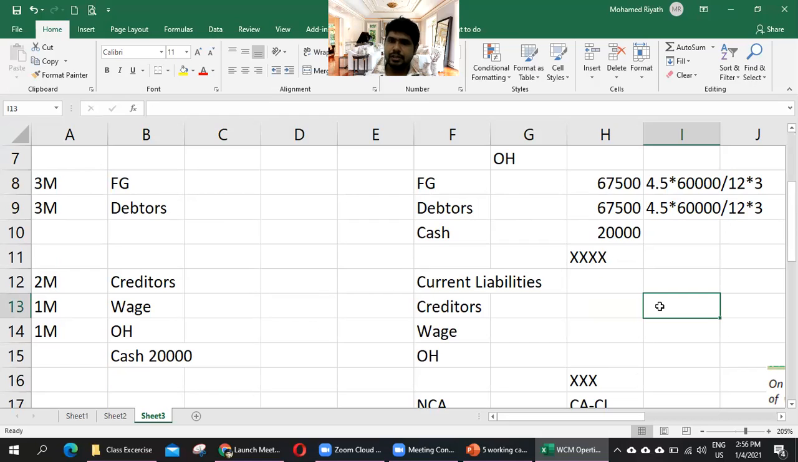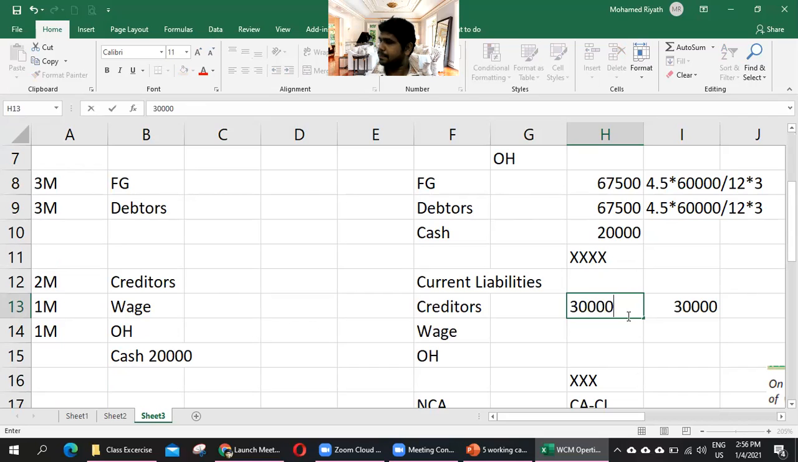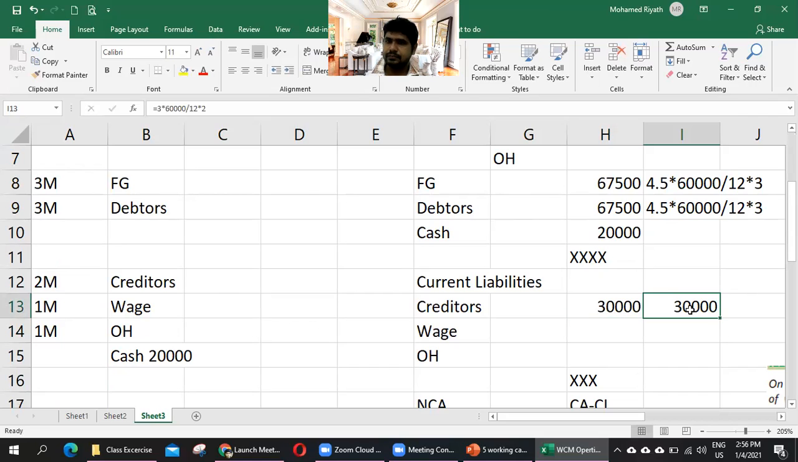Yes, 3 rupees. And we plan to produce 60,000 units, and we have to divide by 12. And how long are they giving us to settle? 2 months. Then what's the answer? 30,000, right?